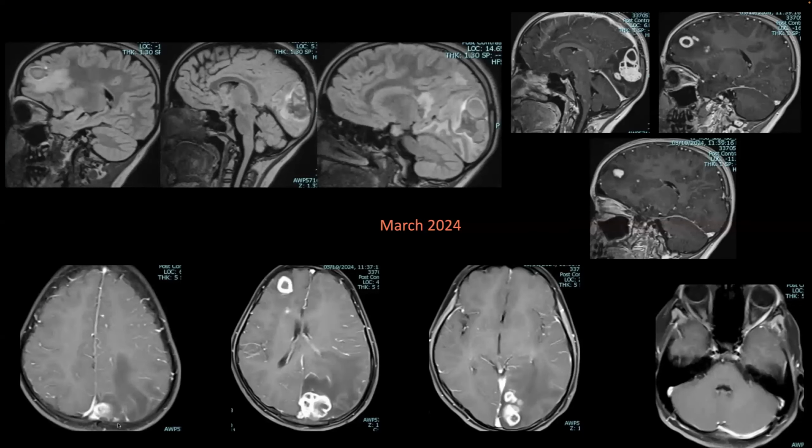Okay, I'll open the case for the panelists. Was the LP repeated from January before we come to the discussion? LP could not be done, sir. She had very increased ICP. All right.